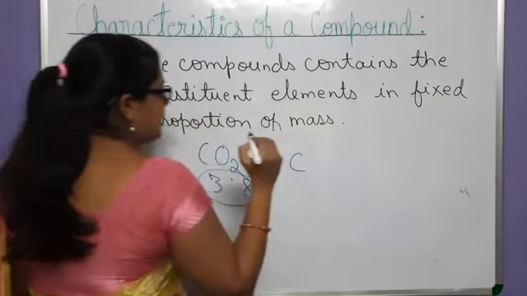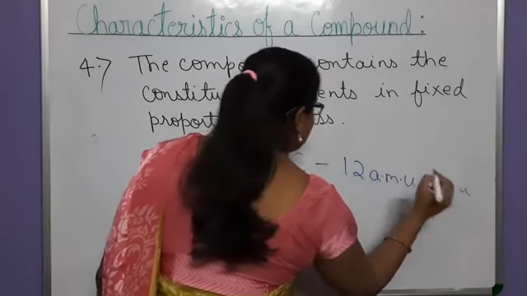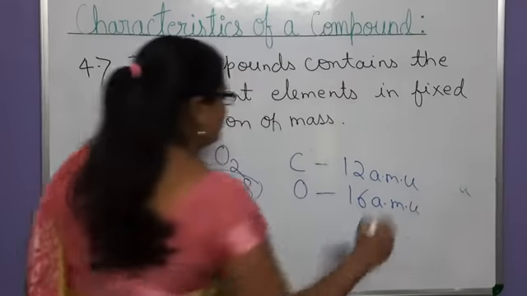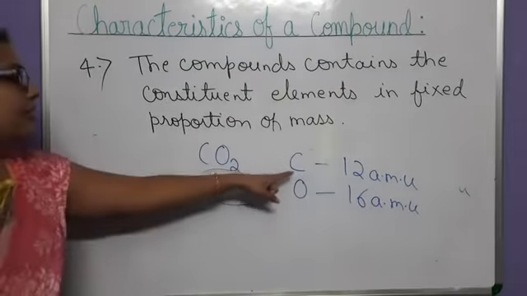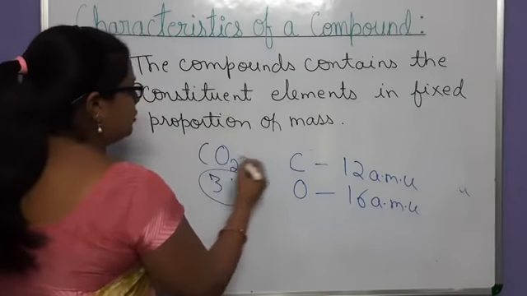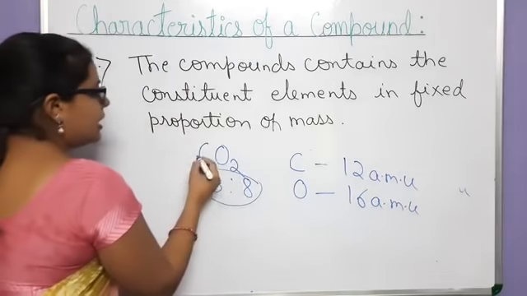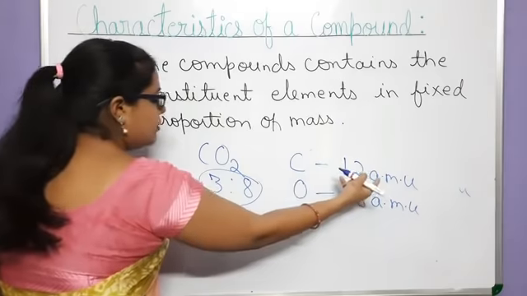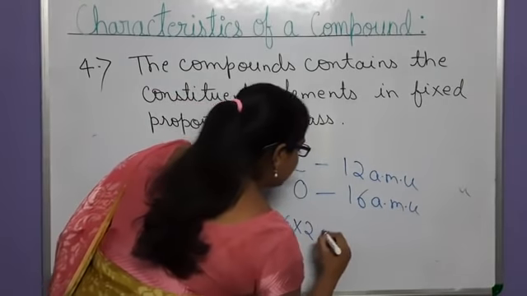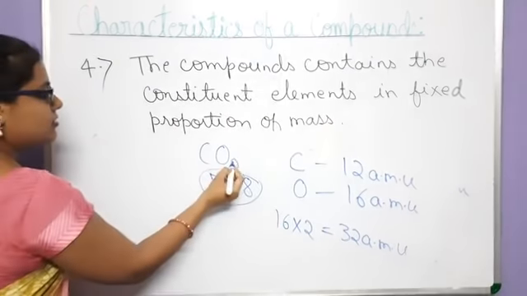So the atomic mass of carbon is 12 AMU, and the atomic mass of oxygen, as we have already learned, is 16 AMU. These were the atomic masses of carbon and oxygen atoms respectively. Now when we take out the ratio using the number of carbon and oxygen atoms present, how will it be taken out? For carbon, only 1 atom is there, so it will be 12 AMU. What about oxygen? How many atoms of oxygen are present? 2. So it will be 16 into 2, that is 32 AMU. And when you take out the ratio of carbon and oxygen, what will it be?